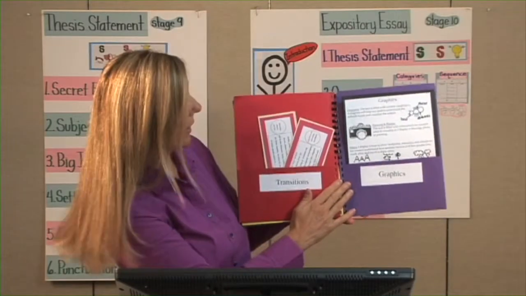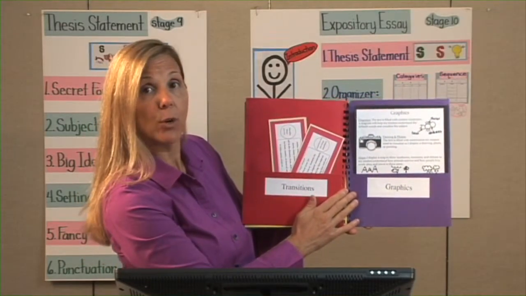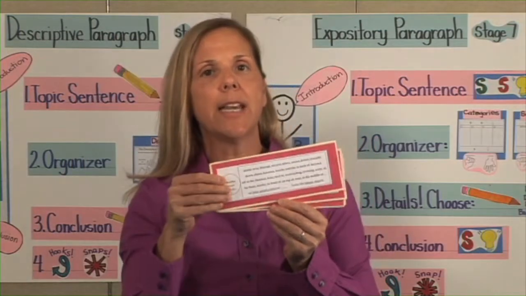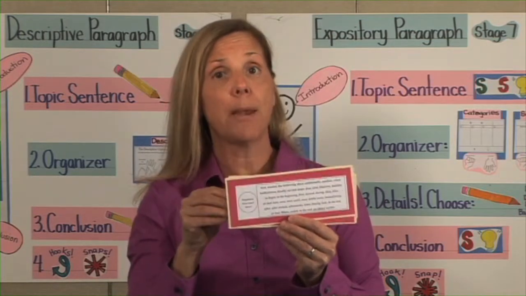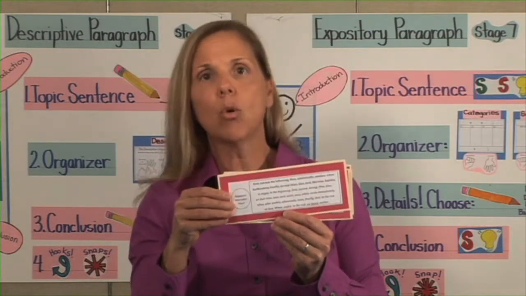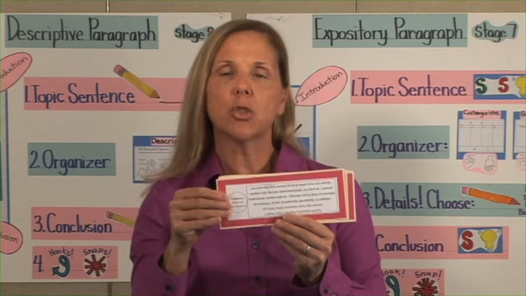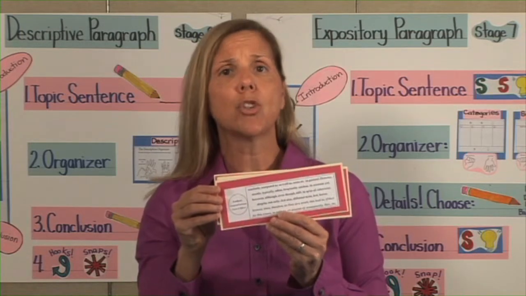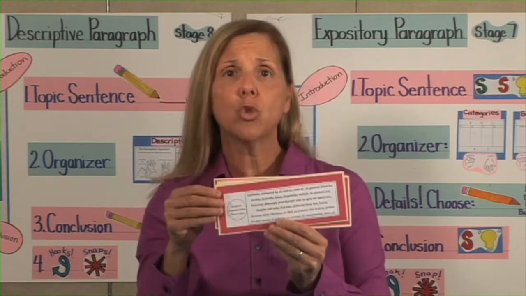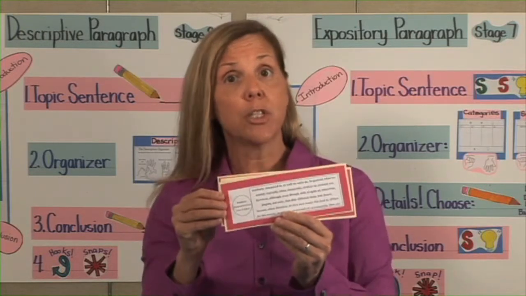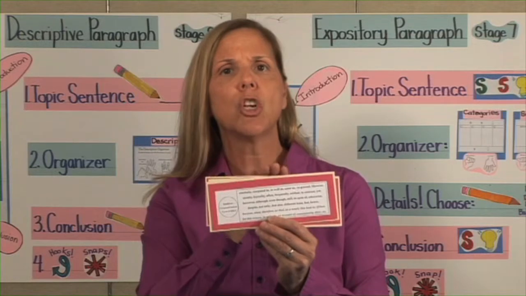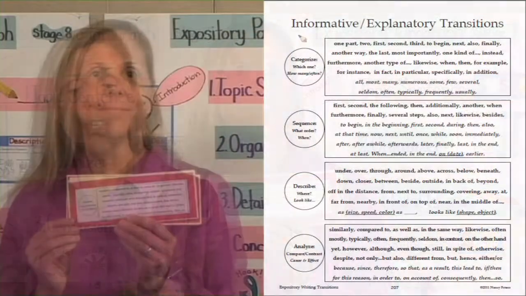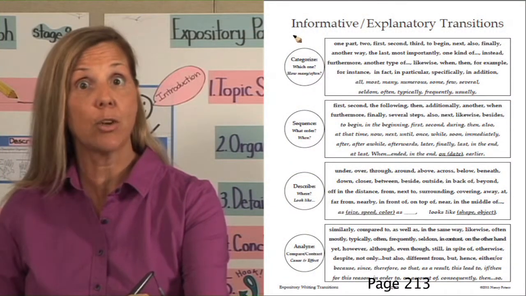Finally, we have our last 2 pockets, and that is for transitions and for graphics. Notice in this pocket, I have cards. What I've done is I've taken the different types of transitions depending on the type of organizer: categories, sequencing, cause and effect, descriptions, and I have these mounted on cards. So depending on the type of organizer students are using, I can pull those transition words that work best with the specific types of organizers for students to use as a resource when they need to smoothly transition one sentence to another. You will find the black line masters from which I made those cards.